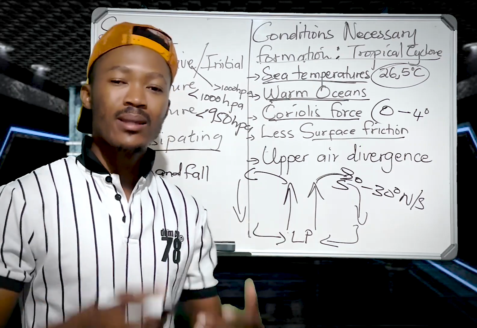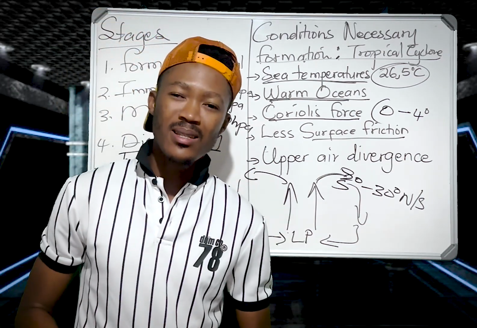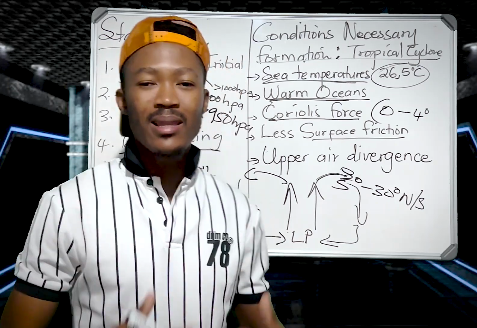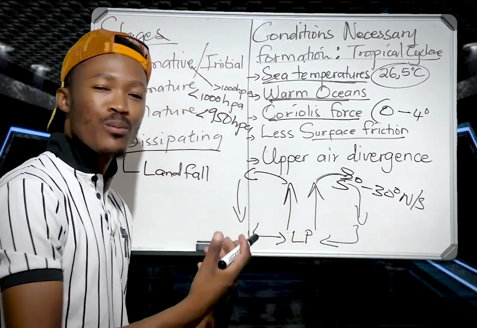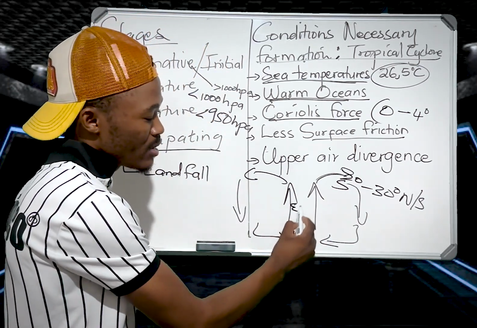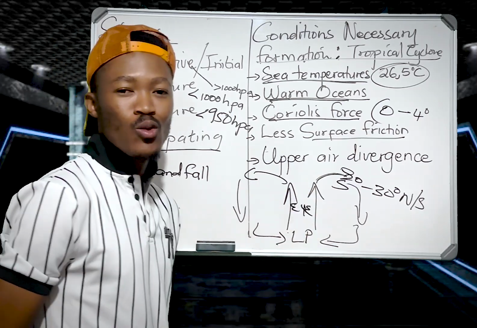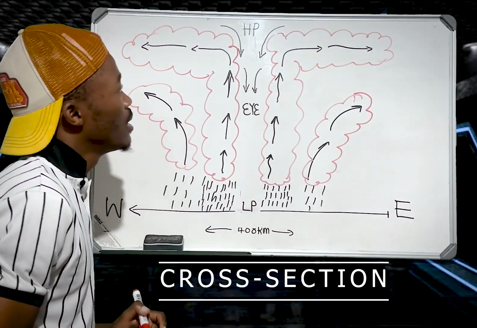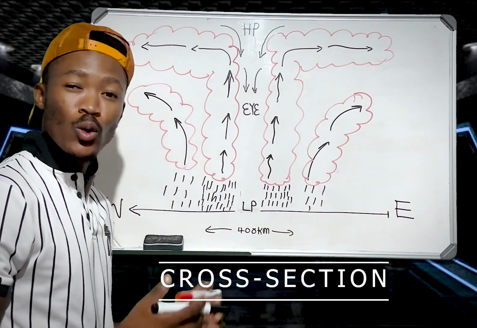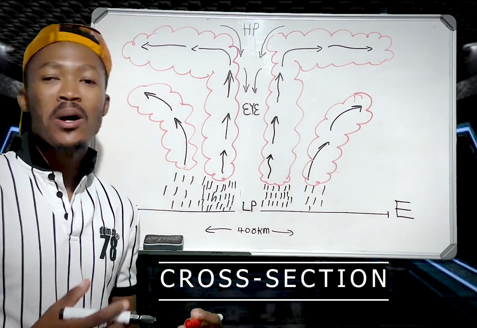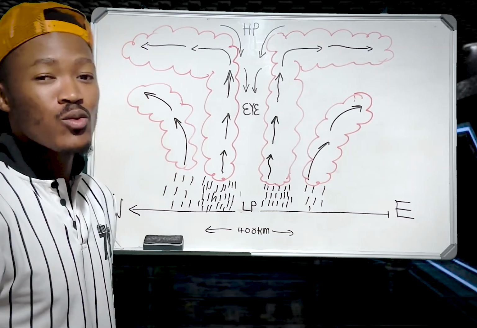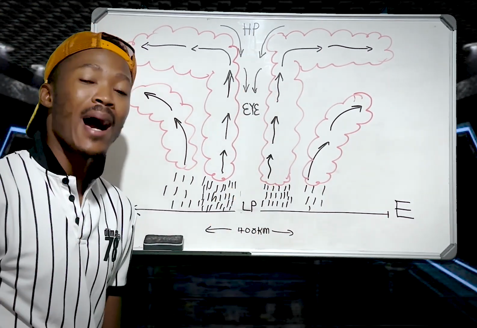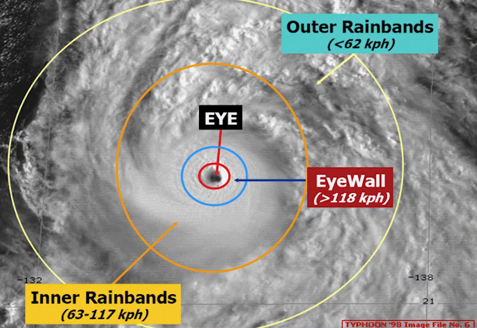Now let us look at the cross-section of a tropical cyclone in its mature stage and try to understand the conditions that are prevailing at the center of the tropical cyclone, an area that is known as the eye. So let us look at this next diagram. Now what we have here is the cross-section of a tropical cyclone in its mature stage. In the mature stage, we can see a clearly defined area of the eye present at the center of the tropical cyclone.